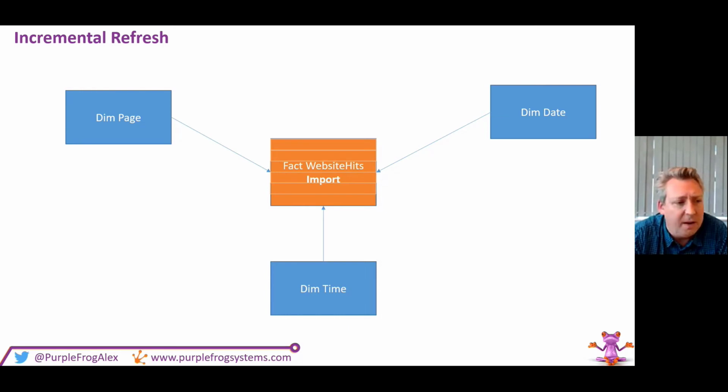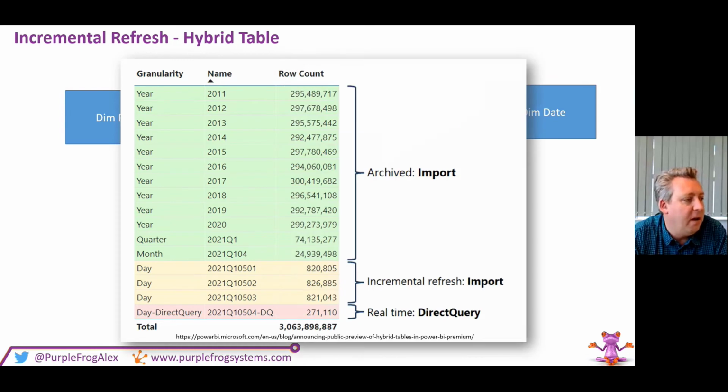That's been around for some time. What we now have is what's called a hybrid table, where we can specify that the most recent partition, like today's data, is now direct query. And that means Power BI will automatically divide our table up for us into lots of different partitions. And the most recent one down the bottom is going to be direct query.